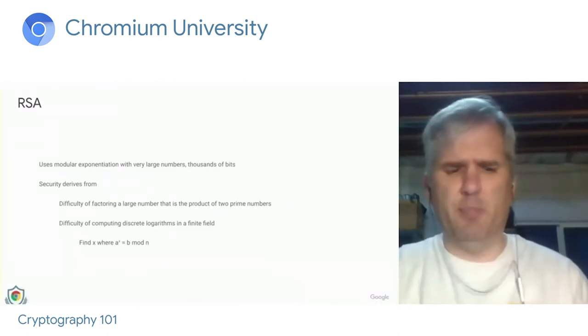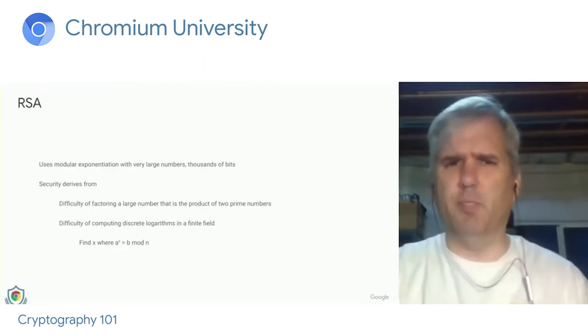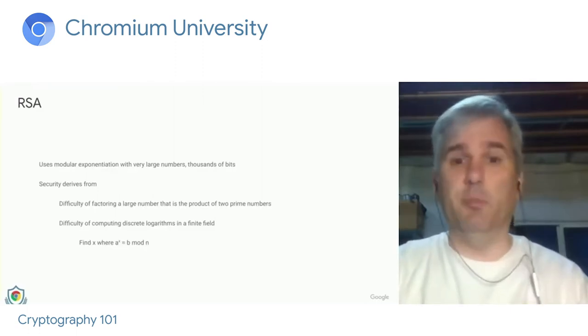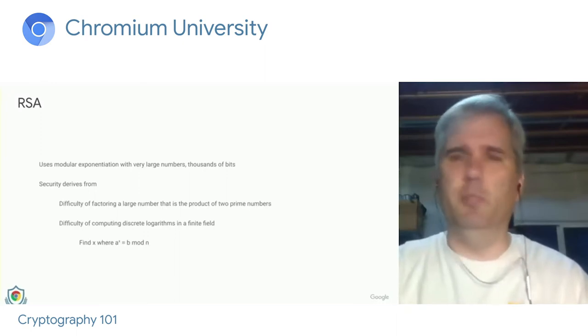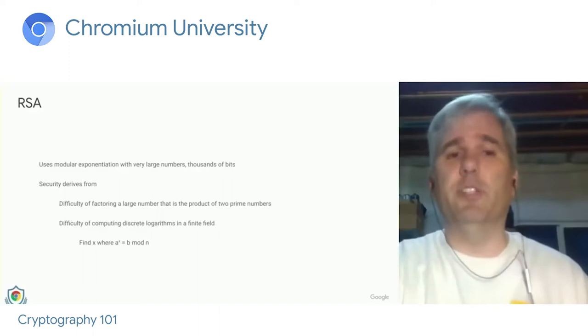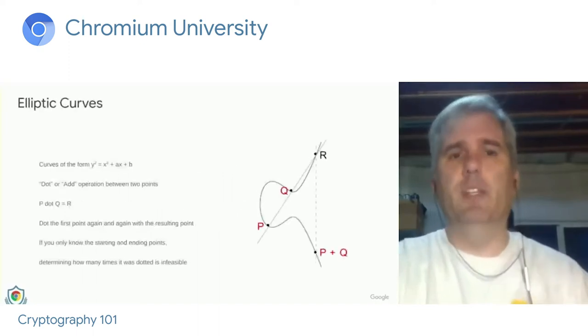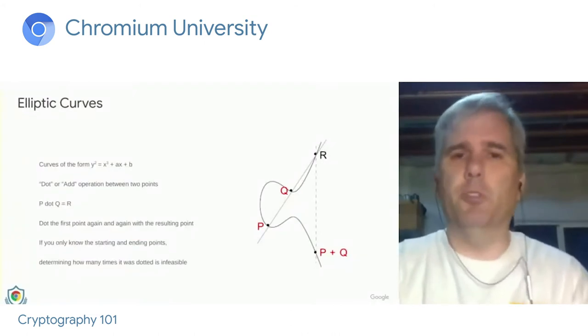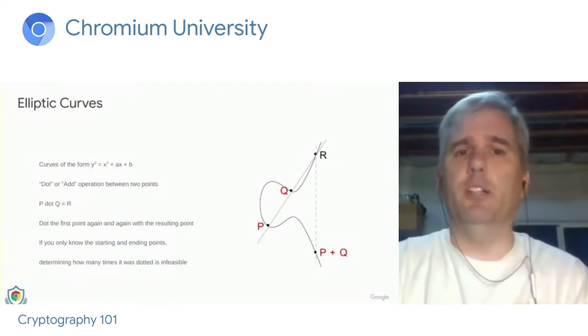I believe it's the subject of one of those Millennium Prizes, the $1 million prize, something like that. Honestly, breaking that would be worth more than $1 million if you had criminal intentions. But it's considered a very hard problem. There's no good answer to it. The other popular crypto system is elliptic curve cryptography.